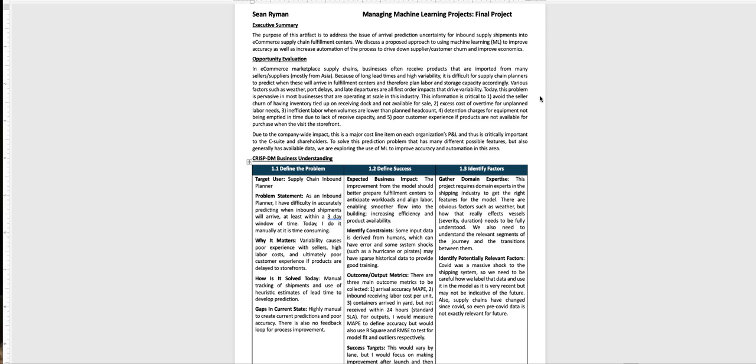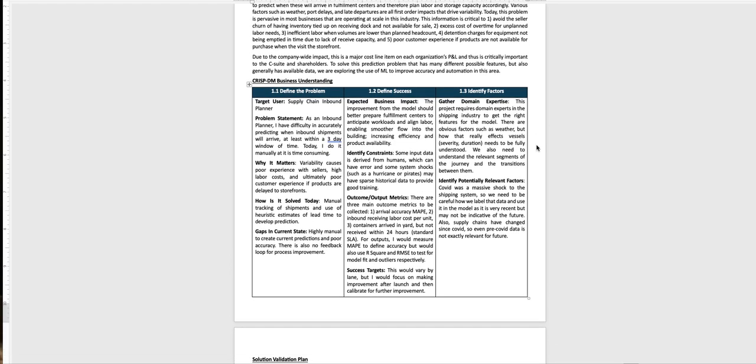sellers and suppliers have churn because their inventory is tied up on the dock and not available for sale, and there are excess costs for overtime and inefficient labor when products don't show up. Poor customer experience really is the end result when things aren't available and people can't buy products and get them on time. So due to the company-wide impact, this is going to be a major cost item for the organization's P&L. Very important to the C-suite and shareholders, so there are a number of people that are concerned about solving this.